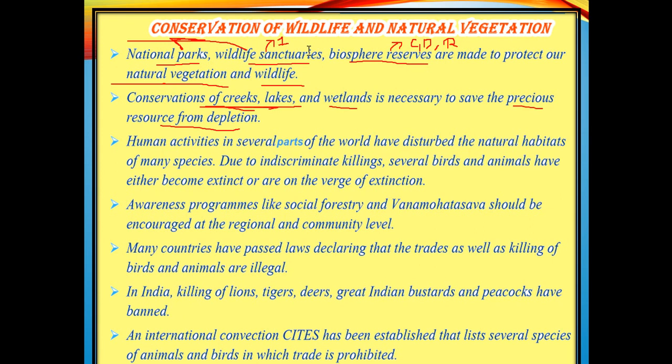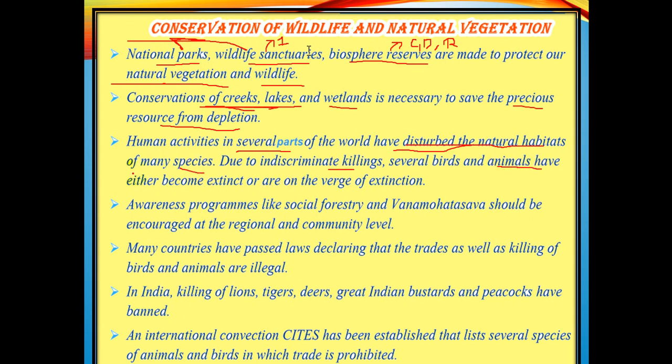Human activities in several parts of the world have disturbed the natural habitat of many species. Due to indiscriminate killing, several birds and animals have become extinct or are on the verge of extinction. So, what is our step?